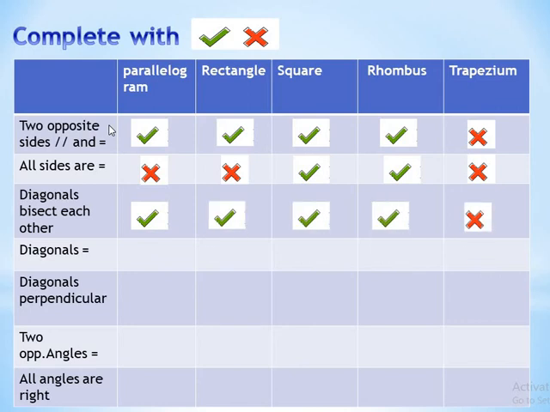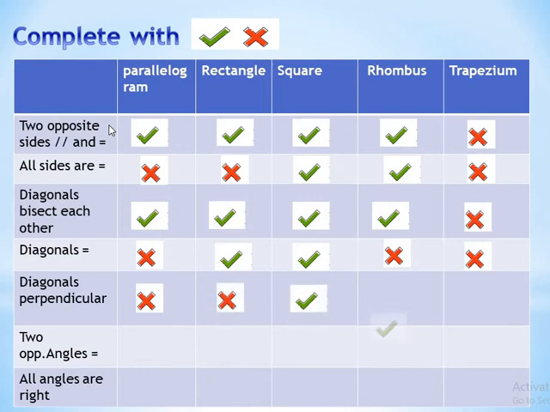The diagonals are equal. Not in a parallelogram. Yes, rectangle. Yes, square. No, rhombus. No, trapezium. Diagonals are perpendicular: parallelogram, no. Rectangle, no. Square, yes. Rhombus, yes. Trapezium, no. Two opposite angles are equal: yes, parallelogram. Yes, rectangle, square, rhombus, not trapezium.